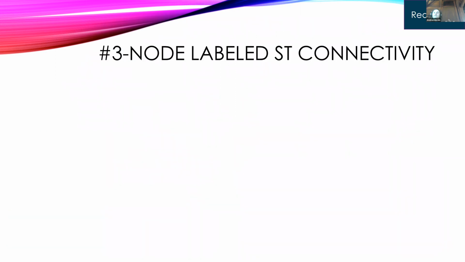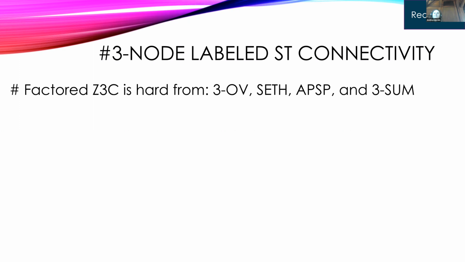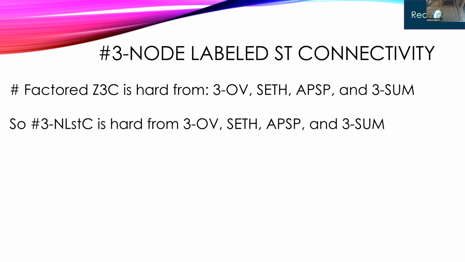The final thing I'd like to note is, what does this mean for this counting node labeled ST connectivity problem? Well, our counting factored 0 clique problem is hard, and hard on average, from 3OV, SETH, APSP, and 3SUM. As a result, this counting 3 node labeled ST connectivity problem is going to be hard from, once again, all of our favorite problems.